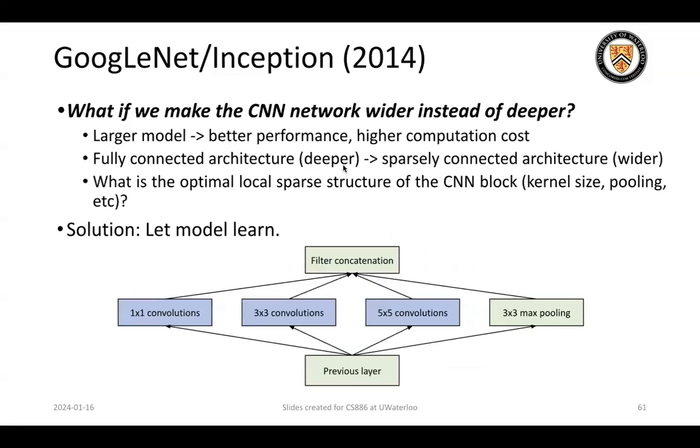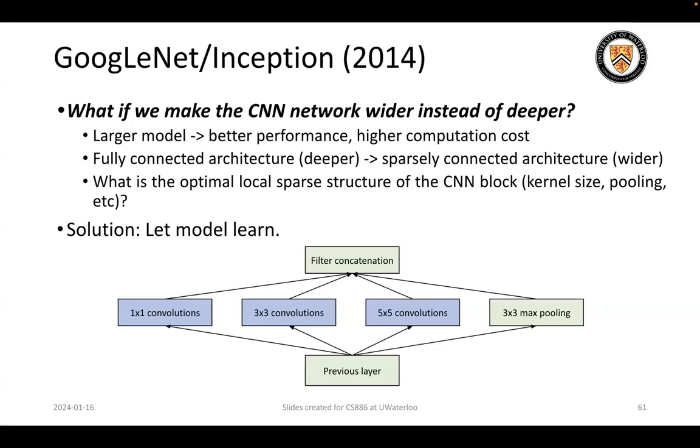Now let's look at the next variant, which is called GoogleNet or Inception. This was proposed in 2014. And we investigate, what if we make the CNN network wider instead of deeper? A larger model leads to better performance but higher computation cost. Instead of a fully connected architecture layer, we can also use a sparsely connected architecture, which is wider. And we ask, what is the optimal local sparse structure of the CNN block? For example, the kernel size, pooling, etc. The solution is to let the model learn.